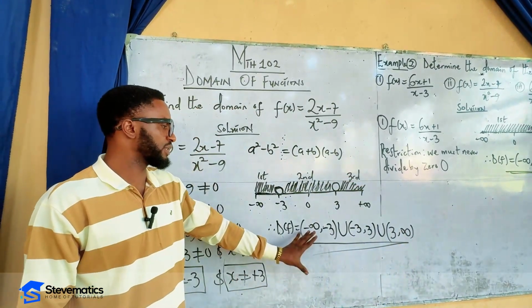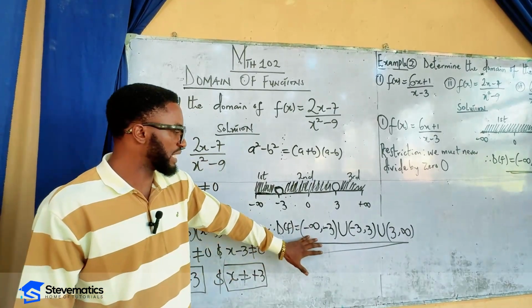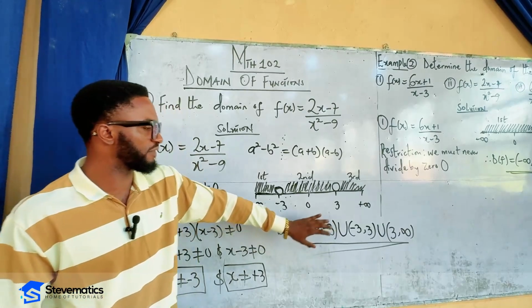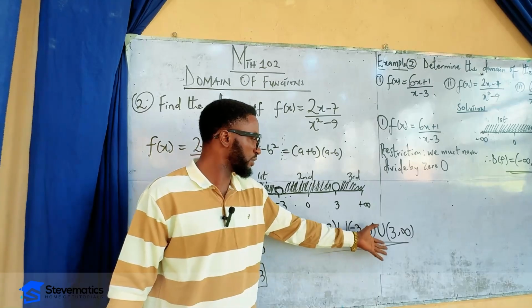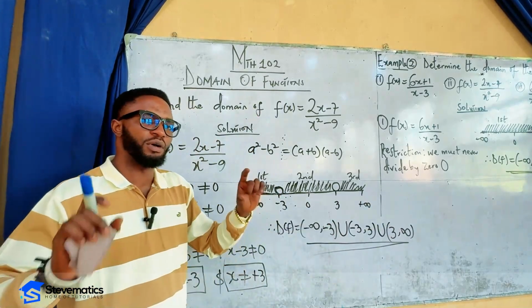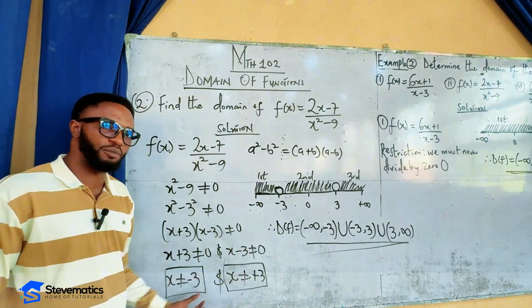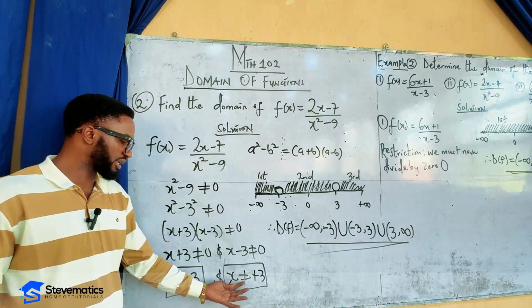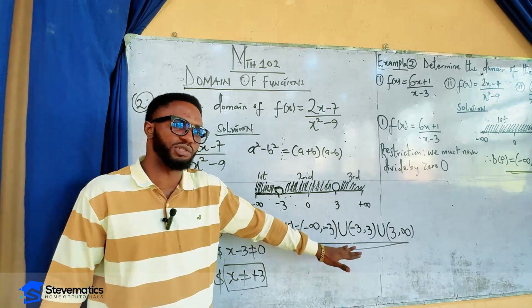So this is the domain of the given function: negative infinity, comma, negative 3, union negative 3, comma 3, union 3, comma infinity. This is how you write the domain in interval notation form. Better still, you can leave your answer in this form, all right? If you are required to leave your answer in this form, good. But mostly, you'll be required to find it in interval notation form.